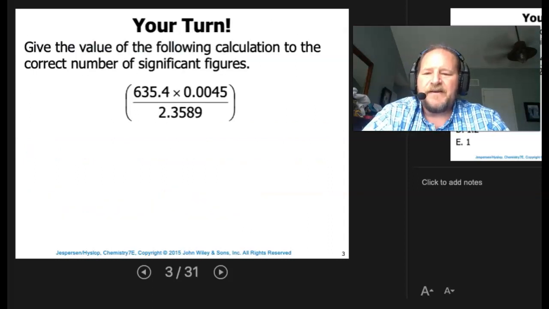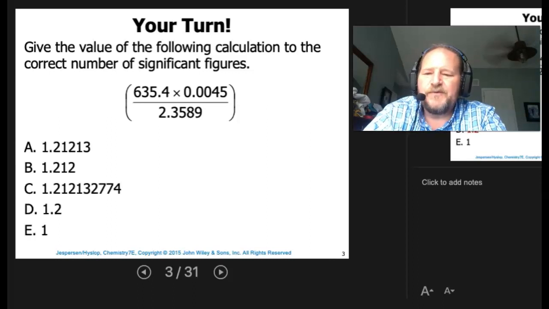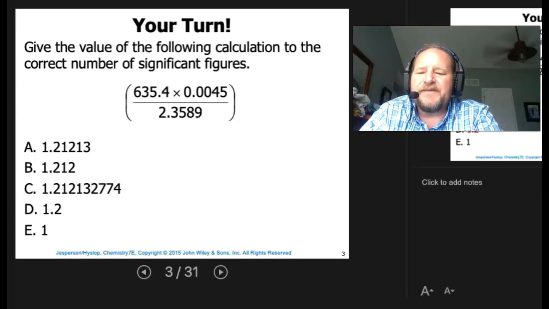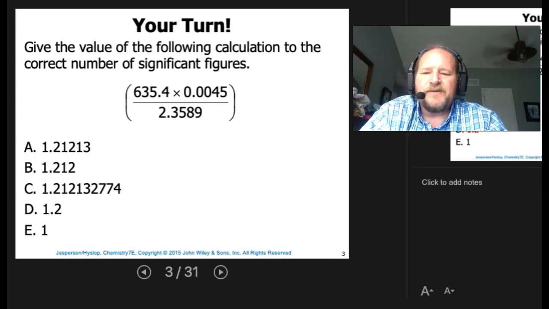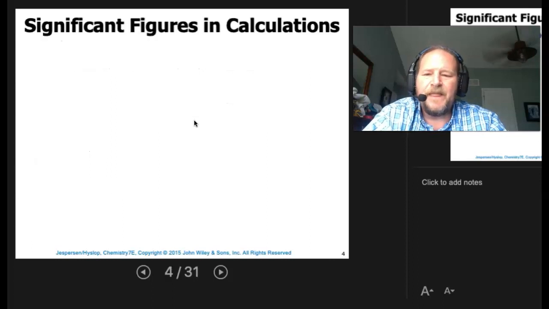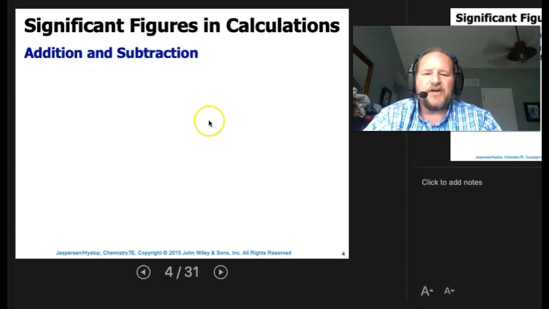Give the value of the following calculation and the correct number of sig figs. Now we're going to pretend that the units all work out here. We're not going to worry about units. We're only going to be looking at sig figs. So is my final answer 1.21213? Is it 1.212? Is it 1.212132774? 1.2, or finally is it just 1? And of course we have 4 sig figs, 2 sig figs, and then 5 sig figs. So our final answer can only have 2 sig figs. That would be 1.2.